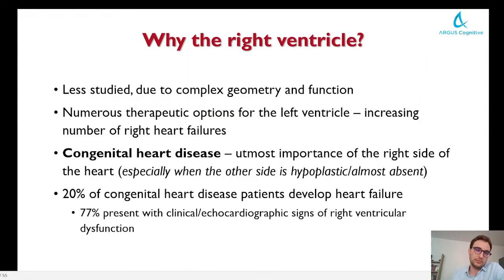So why the right ventricle? Let's start with that. It's generally less studied than its left counterpart, probably due to its complex geometry and its function. The left ventricle has a simple shape, like the shape of a bullet. However, the right ventricle is much more complex. From a long axis, it has a triangular shape. From short axis, it has a crescent shape wrapping around the left ventricle. And also its function is quite unique, quite different compared to its left counterpart.